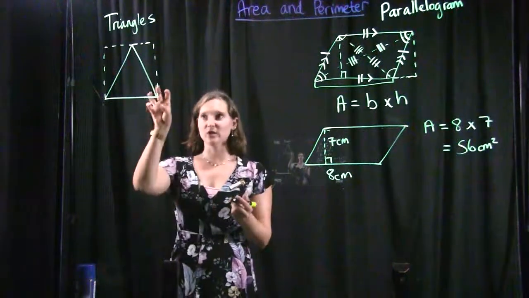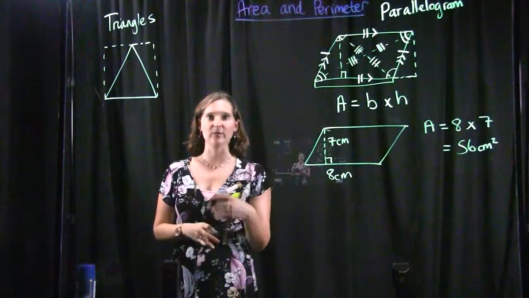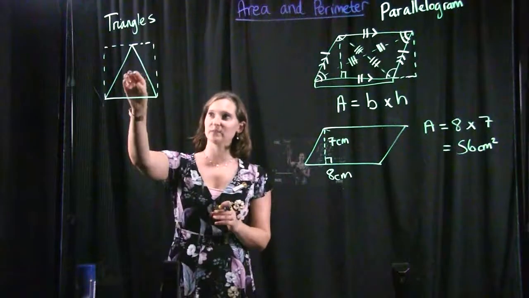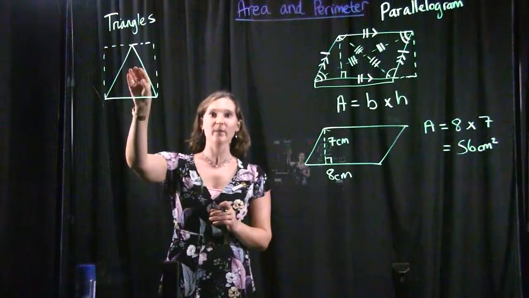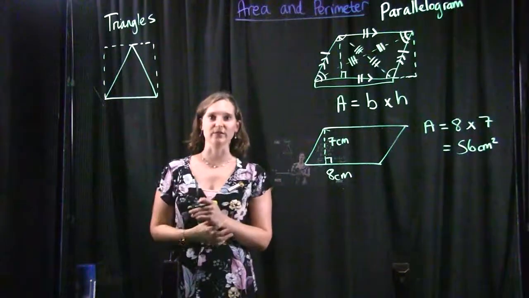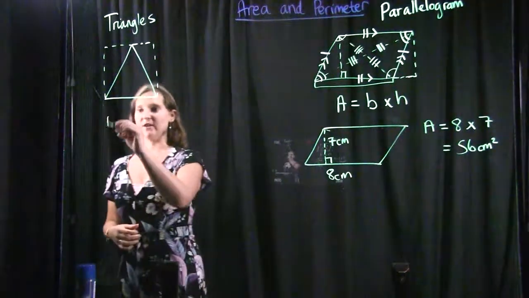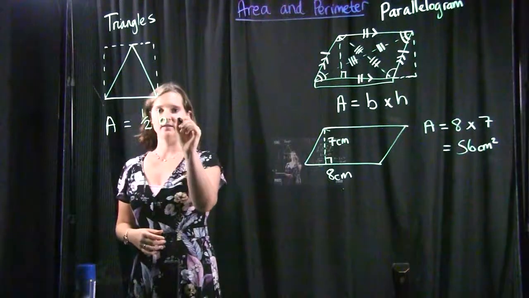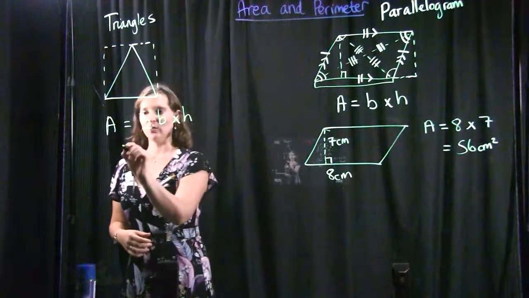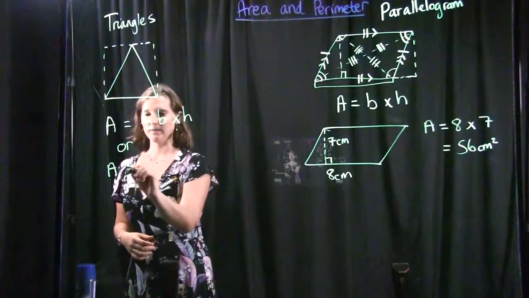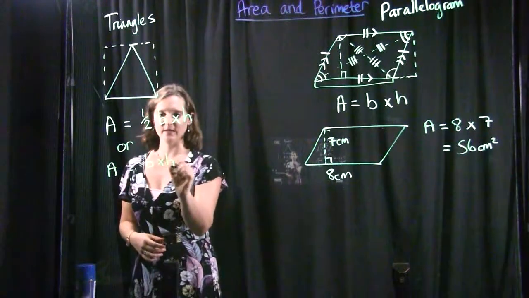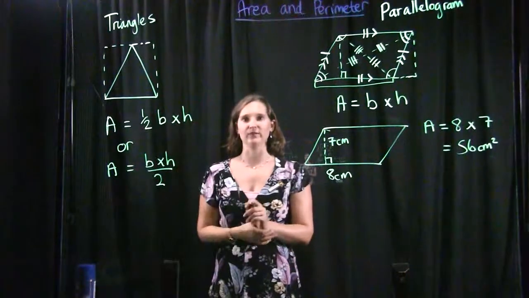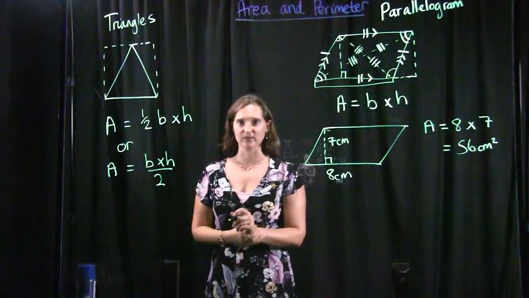So what we do is we use this construct of a rectangle to help us work out the area of a triangle. And we know that the filled space of the triangle will always take up half the space of the rectangle. So the area of a triangle is equal to half base times height, or you can do the base times the height over 2. So you can set it out in either one of those ways, whichever makes more sense to you.